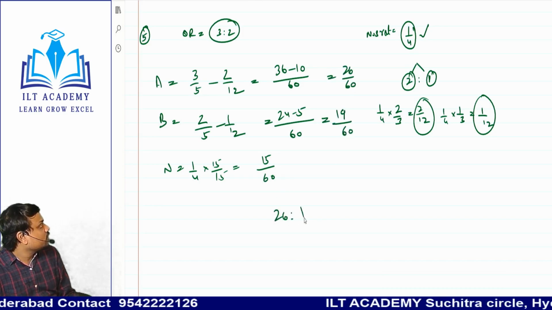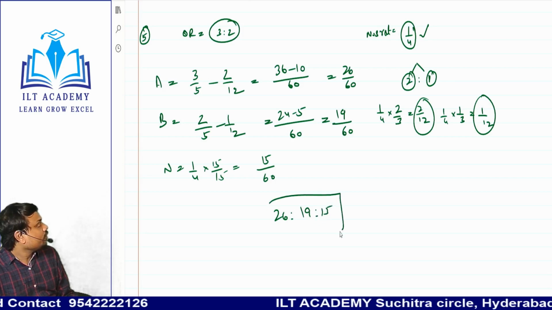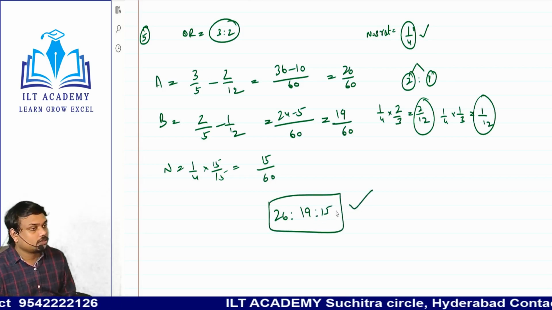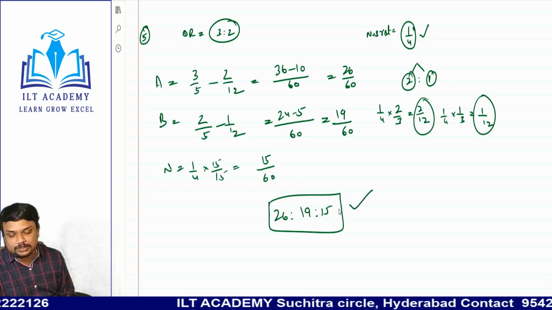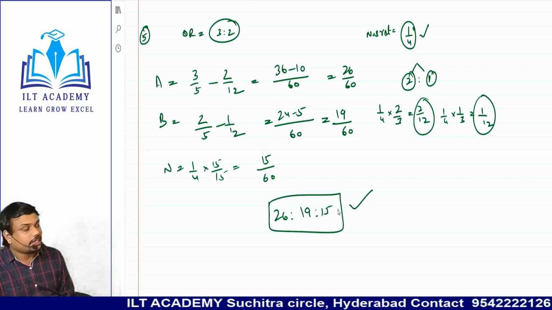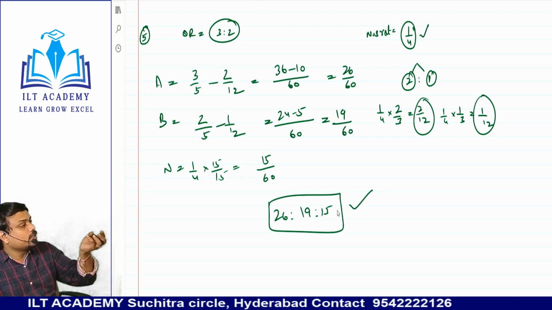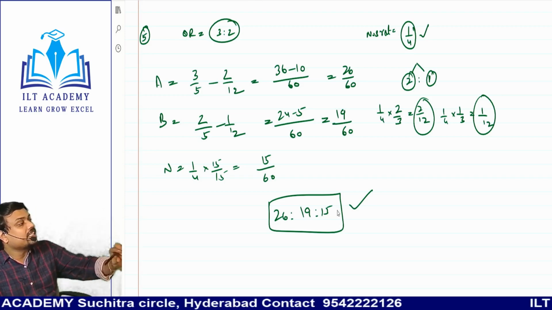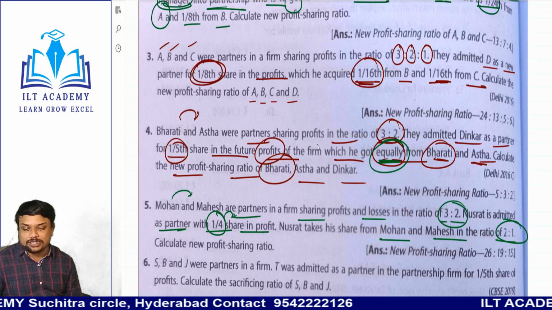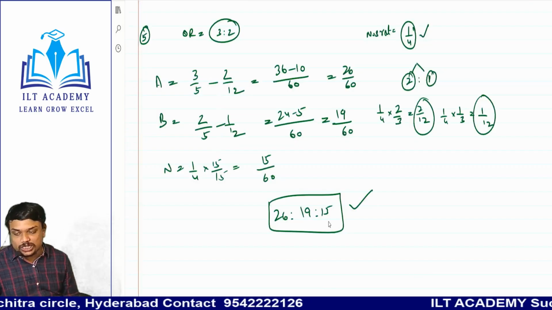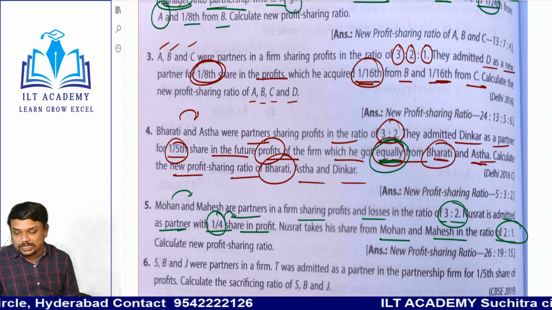So what is the ratio? 26:19:15. Any doubts? Got it? Did not understand? Clear? Now this is the third case, where a new partner is admitted for so and so share and he got it in a particular ratio that is given. Clear? 26:19:15. Any doubts?